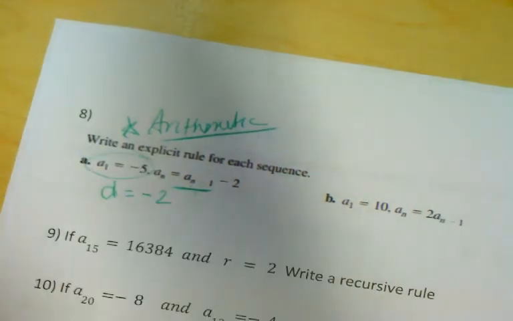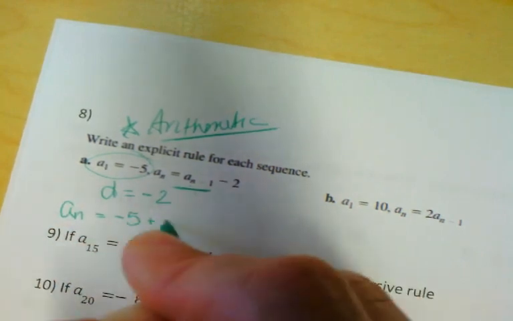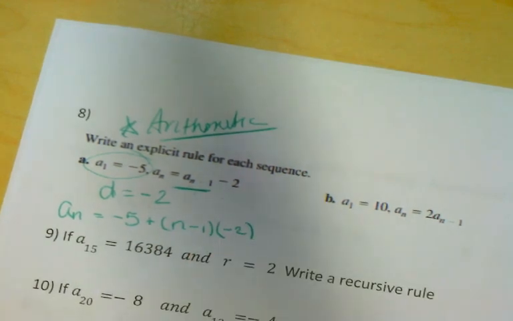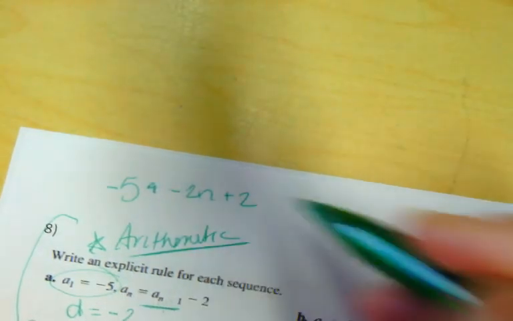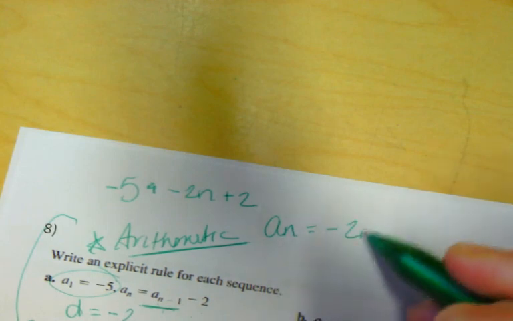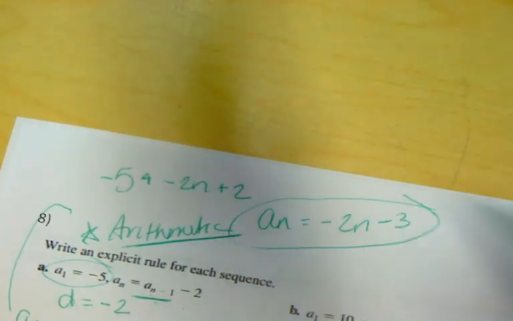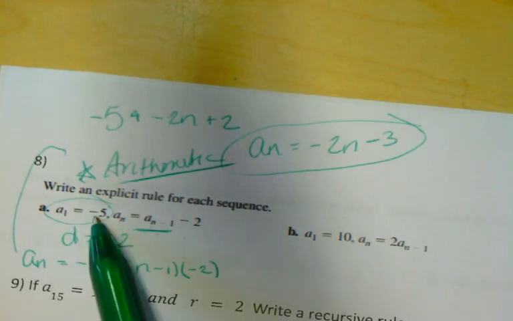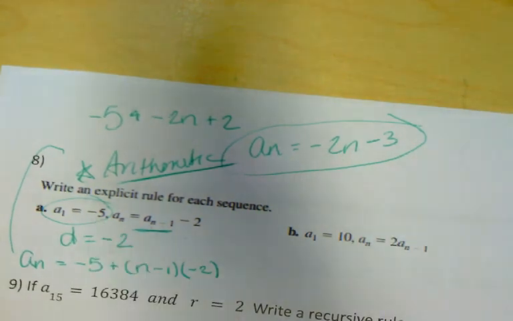They gave us a sub 1, so we're just going to throw it in the formula. A sub n equals a sub 1 plus n minus 1 times the difference. I'm just going to clean it up here. Negative 5 minus 2n plus 2. I'm going to get negative 2n minus 3. Now again, how do you know if you're right? If I plug in a 1, what do I want my answer to come out as? Negative 5. So if I plug 1 in here, that's negative 2 minus 3, comes out as negative 5. I know I did it right.